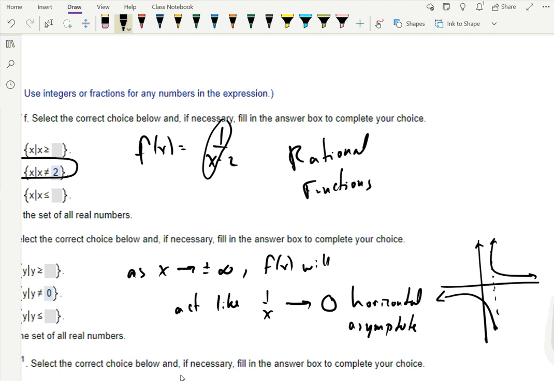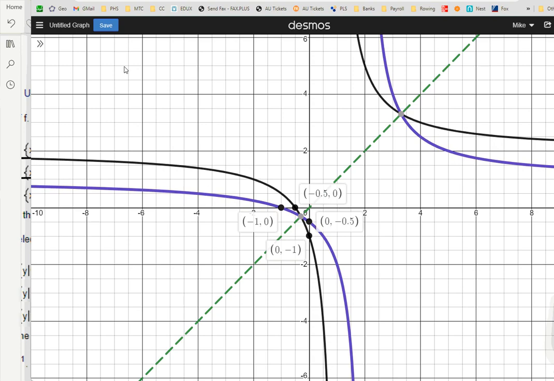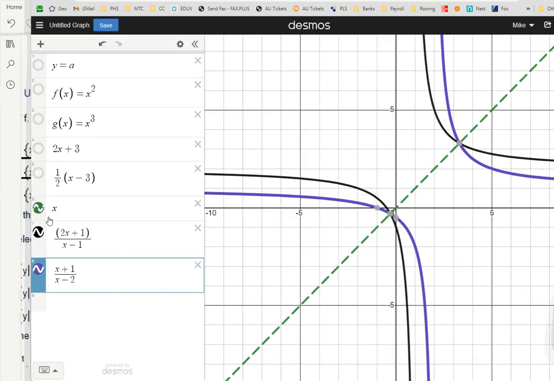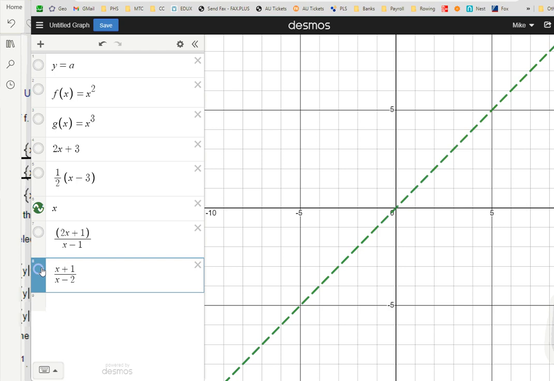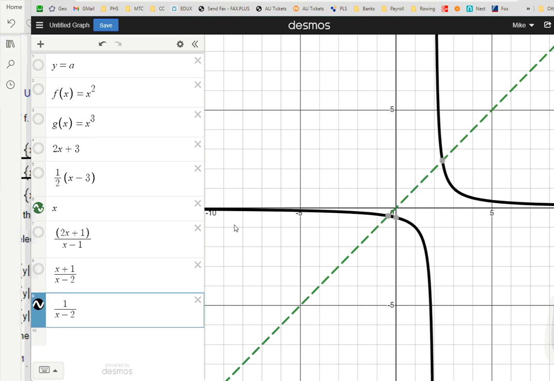Okay. One of the things we can do is let's just go back and plug that into Desmos real quick. So let's see what we have. So we have 1 over x minus 2. And so we do see that we have this vertical asymptote at x equals 2, and we have the horizontal asymptote at 0. Okay, so just a double check there.